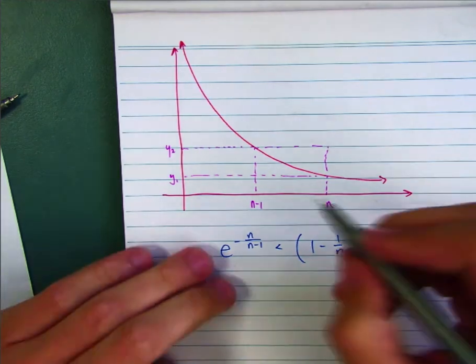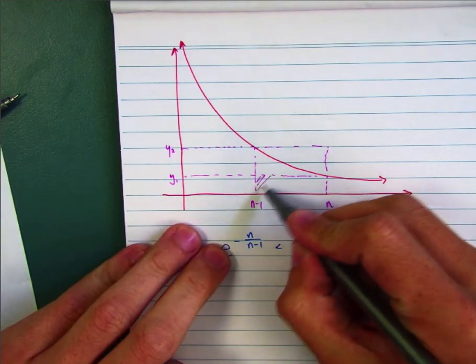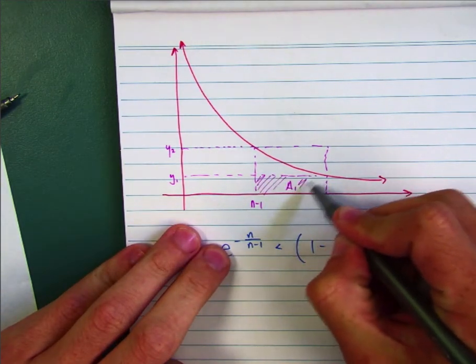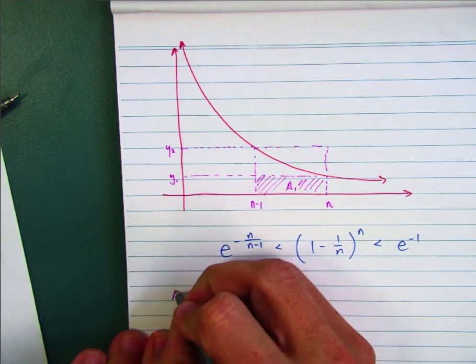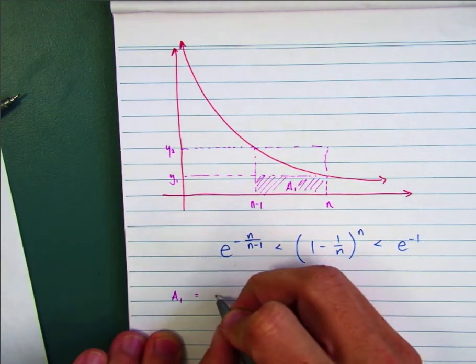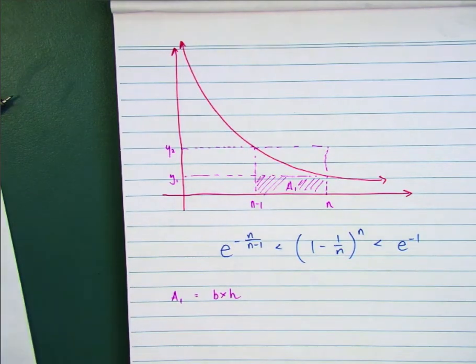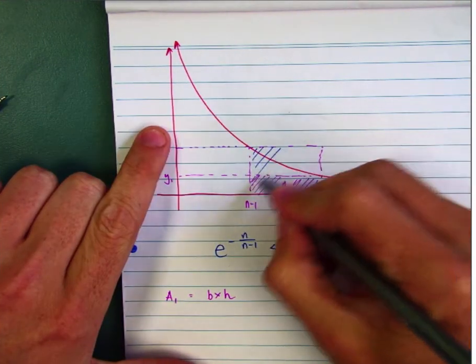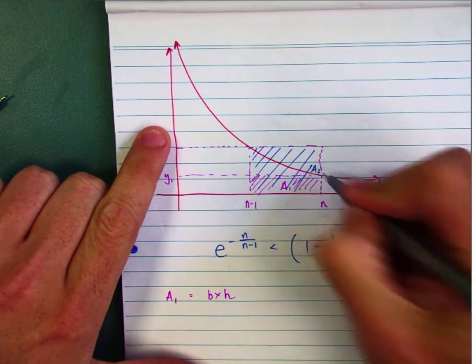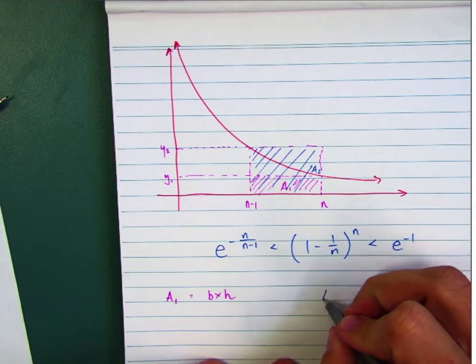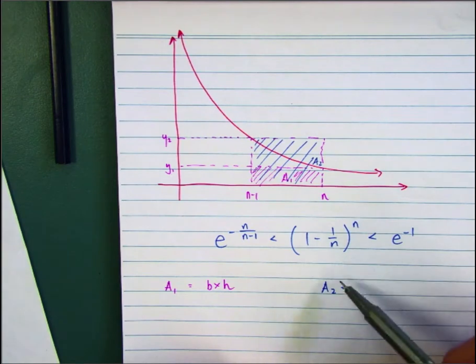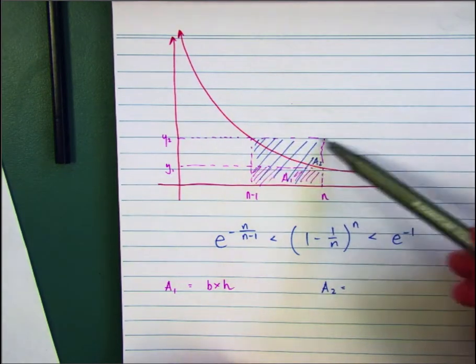Now, I'm using my trusty colours here. The first area I'm going to find is this one. And that's a nice, easy, simple block. So the area of that is just going to be base times height. The other block I'm going to pick is this one. Now, I'll talk to you about why I'm doing that. And A2 is going to be this block here.